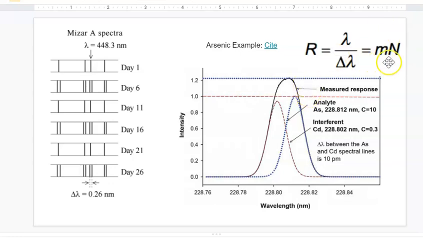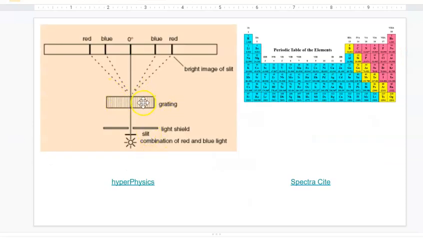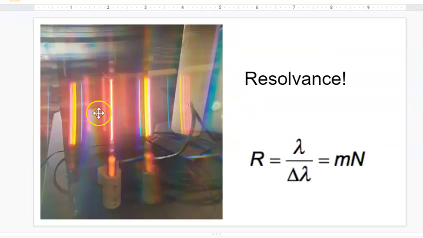And then the MN here is what order do you need, and how many lines do you need when you use an actual diffraction grating to separate those lines, as we saw here when we did that.